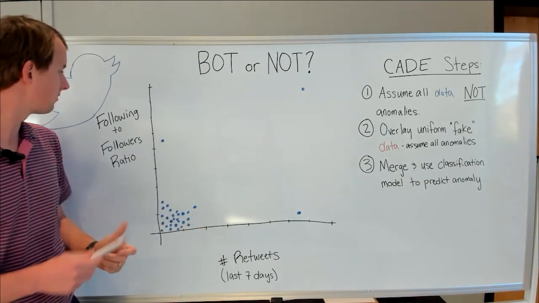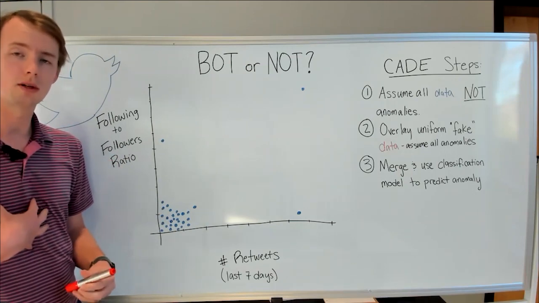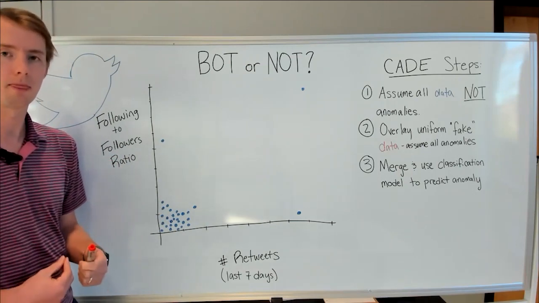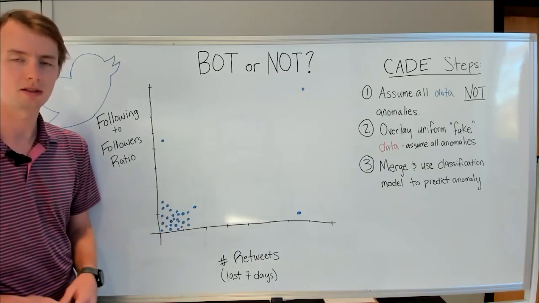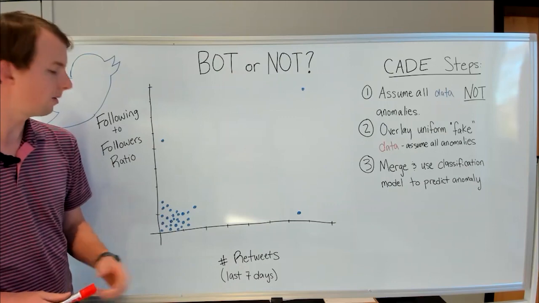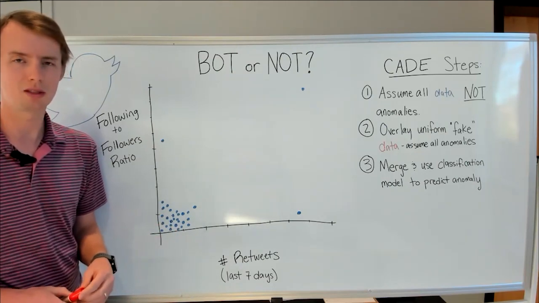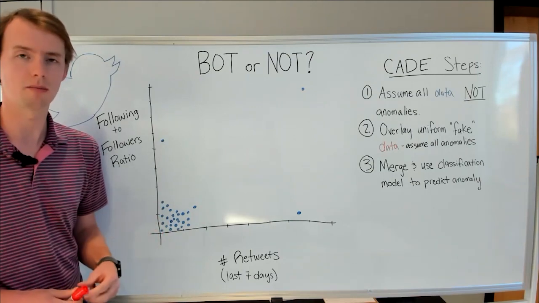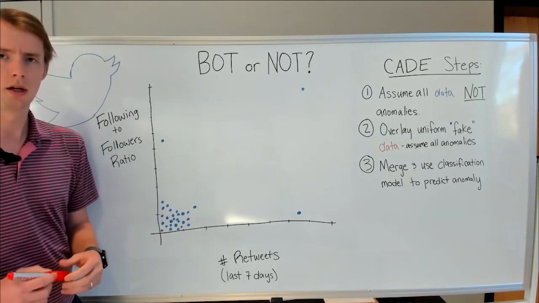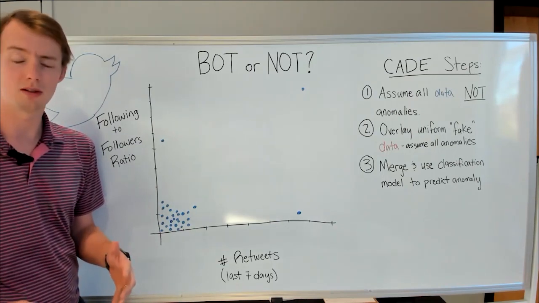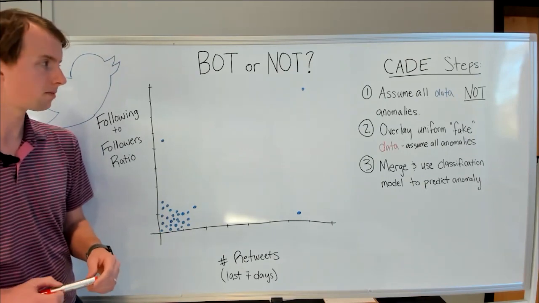Those variables being the following to followers ratio, or how many people am I following versus how many people are following me. And then also the number of retweets in the last several days. And so that would be just sharing posts from other users. How many times did this particular user retweet something? And this is something that researchers look at to try and determine if these bots are spreading misinformation and if we should go ahead and try and identify those.